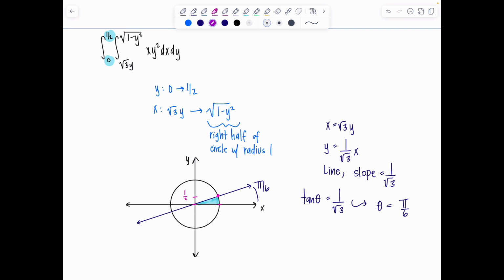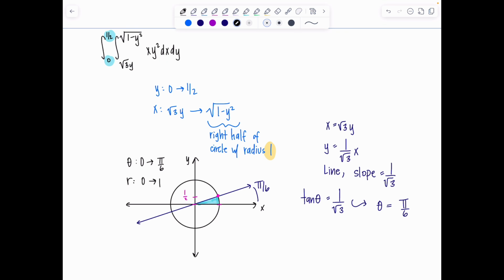Okay? So can we write the bounds now in polar instead? Of course we can. So theta is going to go 0 to pi over 6. Love it. R. What was the radius of this circle? 1. So r goes 0 to 1. That's it. Okay. We're fine.